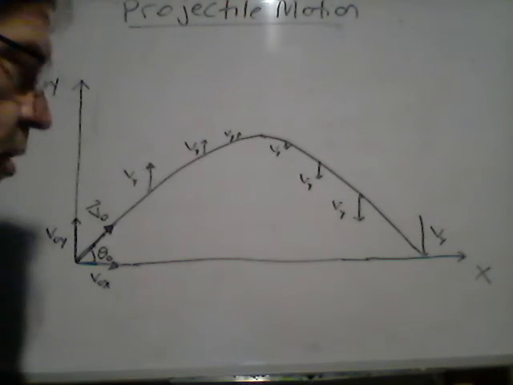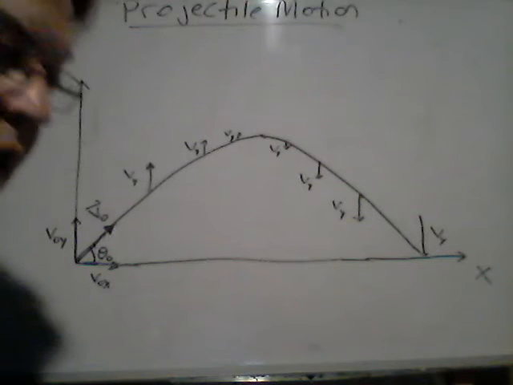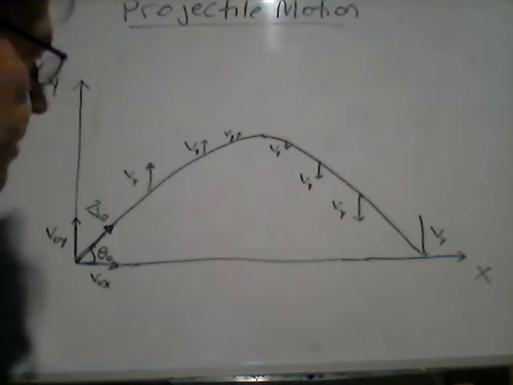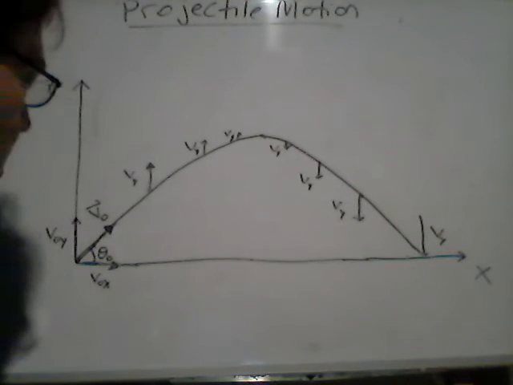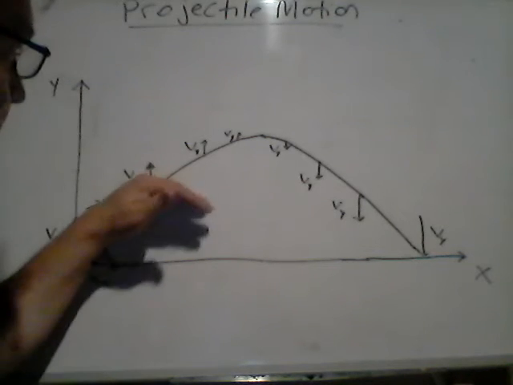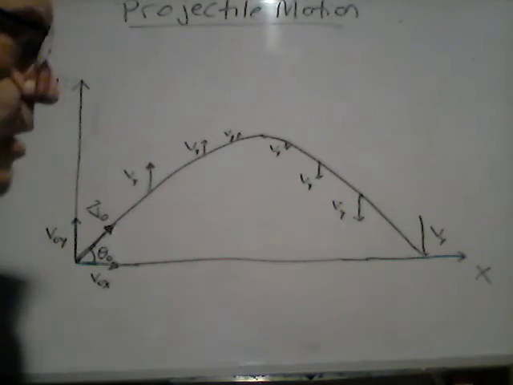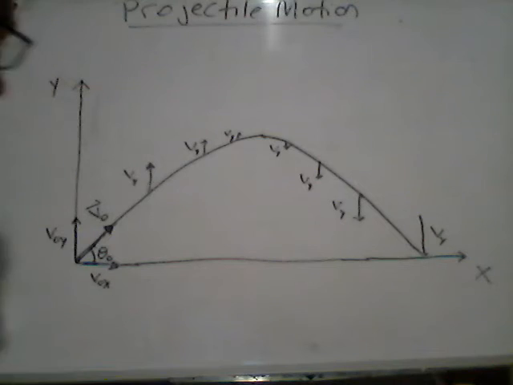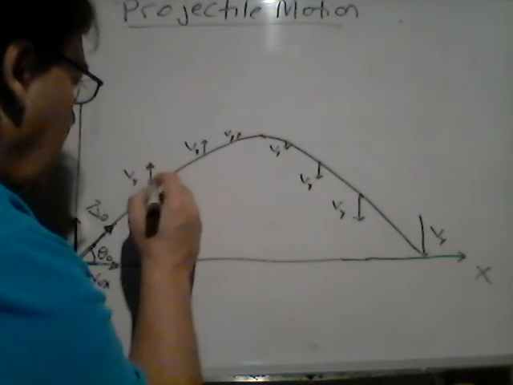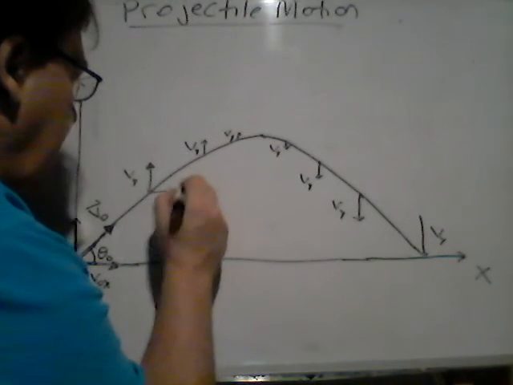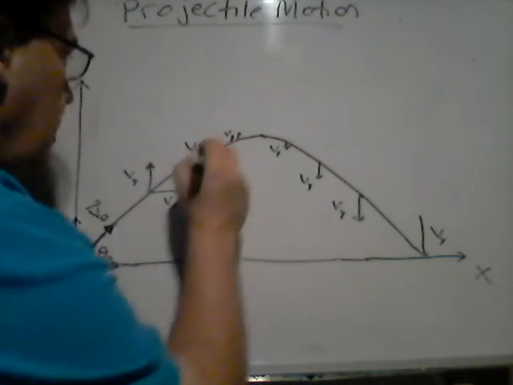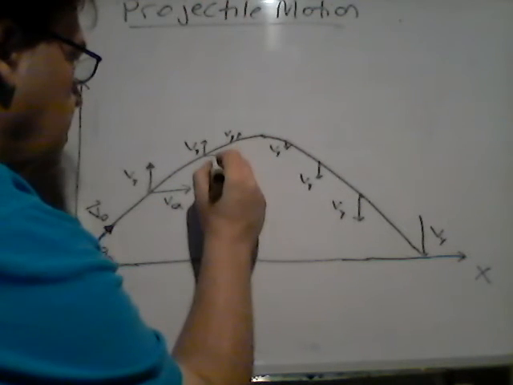Now, the x component, on the other hand, experiences constant velocity motion. That means that it does not experience acceleration. So v naught sub x is going to be the x component at every single point in the motion. All right, so if I look later on, I have v naught sub x, same size. Later on, v naught sub x.